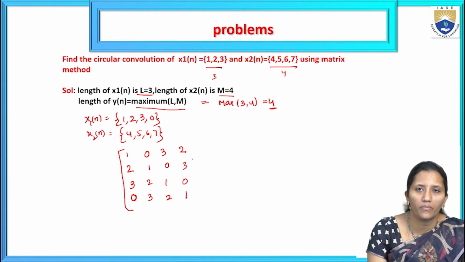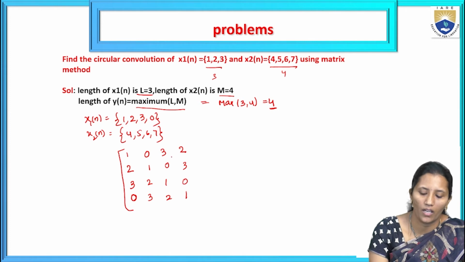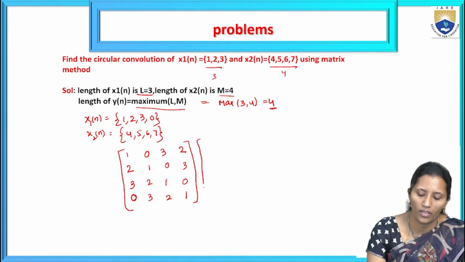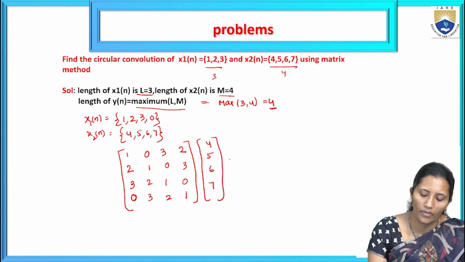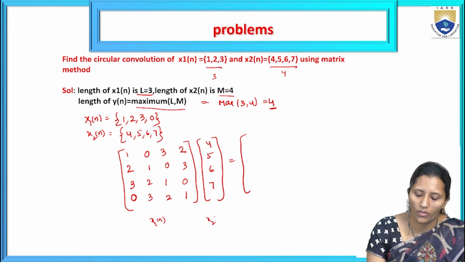And if we shift the last sample again, we will get the first column. So we should stop here, and the rotation will be up to the length of y of n. And here the 4, 5, 6, 7. So we do the matrix multiplication of these two: this is x1 of n, this is x2 of n, and we have to get the y of n here.